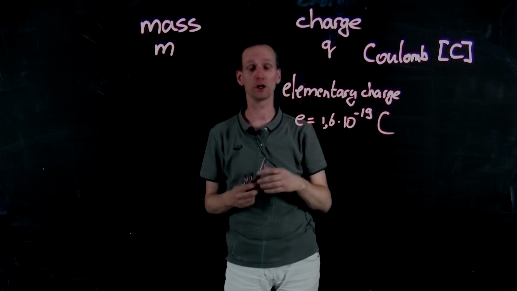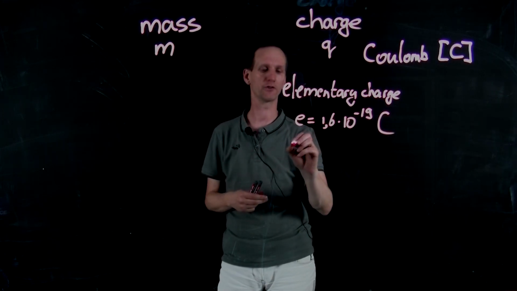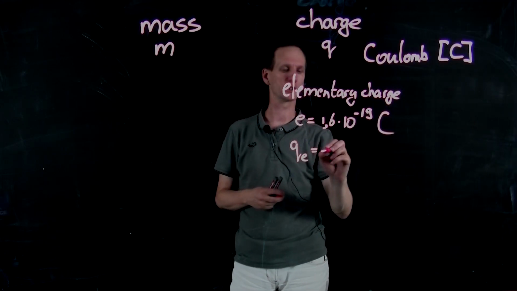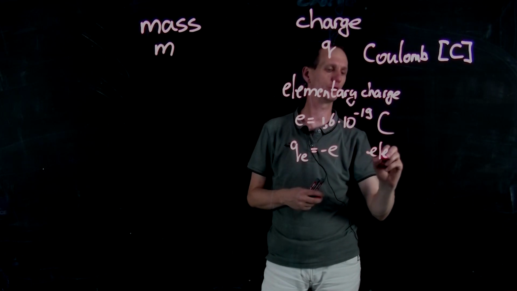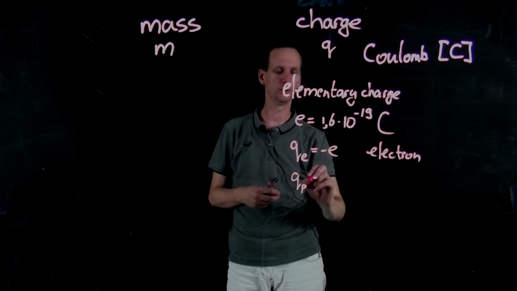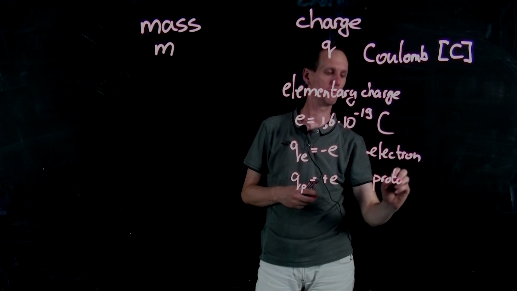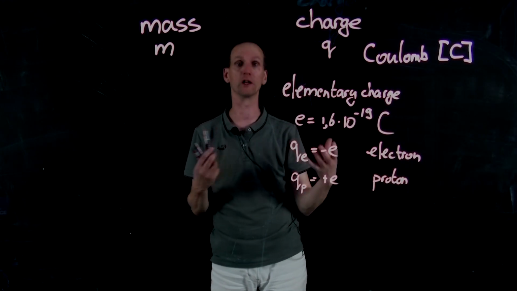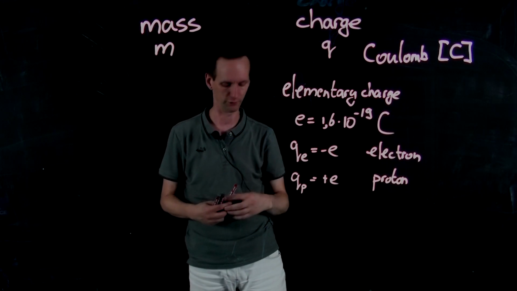And we know this elementary charge from the charge of an electron and the charge of a proton. So if we have an electron, it contains the elementary charge in minus form. So the charge of an electron is minus e. The charge of a proton, on the other hand, is equal to plus e. And the proton and the electron govern the dynamics of the atoms. So protons are located in the nucleus of the atom together with neutrons that bind them together, and the electrons circle around the nucleus.